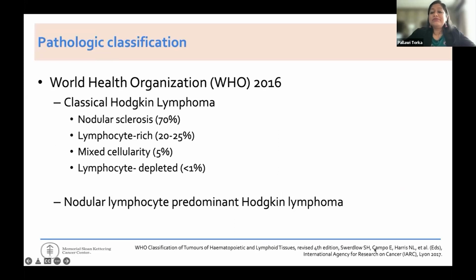Pathologic classification, I'm still quoting WHO 2016 because the latest iteration of WHO is very controversial with the simultaneous release of the ICC classification. But Hodgkin lymphoma did not really take a big hit that way. So it's still pretty much the same. There's classical Hodgkin lymphoma and nodular lymphocyte predominant Hodgkin lymphoma. For classical, there are 4 types, but we really don't treat them any differently. And nodular lymphocyte predominant Hodgkin lymphoma, which I will not be discussing today, is treated more along the lines of low-grade B-cell lymphoma, such as follicular lymphoma.